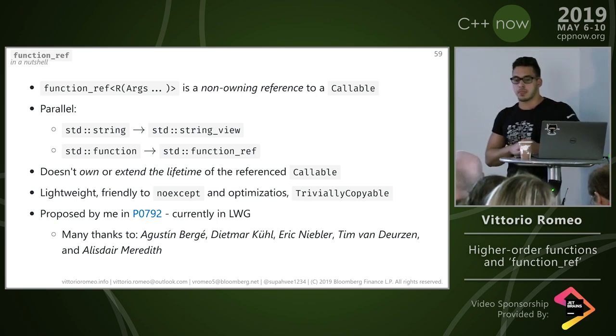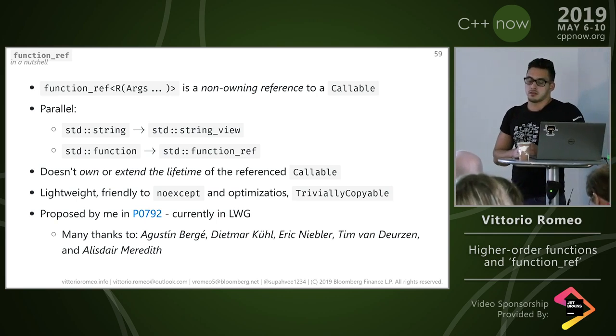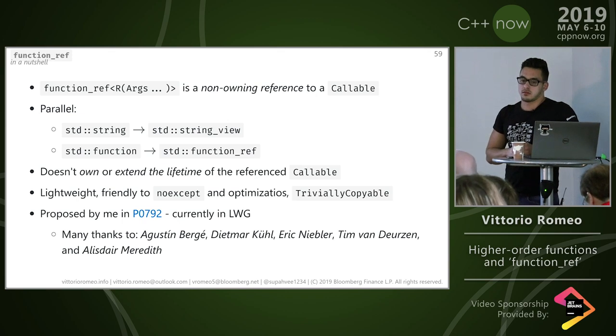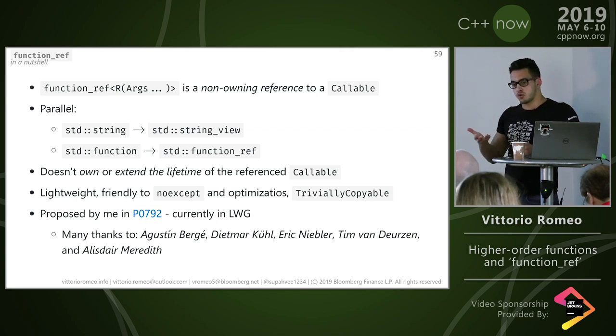Question: to have a function_ref, somewhere do I have to have a std::function variable that it refers to? That's one option, but it doesn't have to be a std::function. It could be a lambda, a closure type with an anonymous type. So anything that you can invoke with a given signature, function_ref can refer to it.